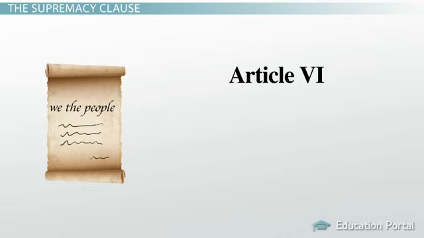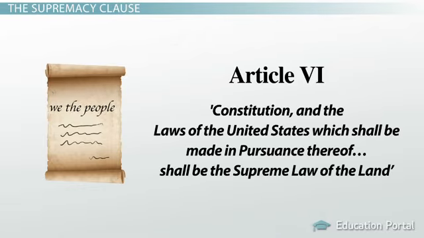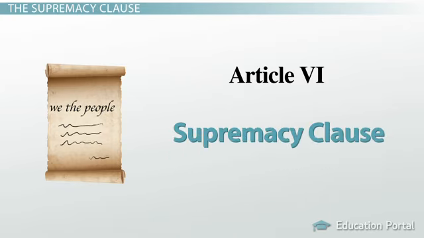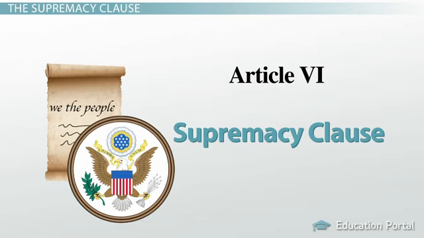Article 6 of the Constitution states that the Constitution and the laws of the United States which shall be made in pursuance thereof shall be the supreme law of the land. This is known as the Supremacy Clause. The Supremacy Clause prohibits state governments from passing laws that conflict with federal laws, and it prohibits any entity from enforcing laws that are in conflict with the Constitution.